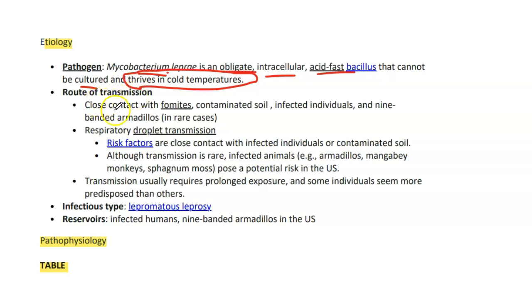What are the routes of transmission? We have close contacts and respiratory droplets, and transmission usually requires prolonged exposure, and some individuals seem more predisposed than others. Then the infectious type is lepromatous leprosy, and the reservoir is infected humans, and the other is a mammal in the US known as the nine-banded armadillo. So these are the reservoirs, and the infectious type is lepromatous leprosy.